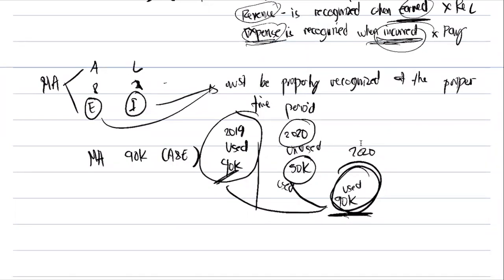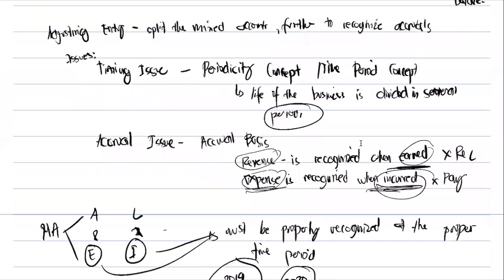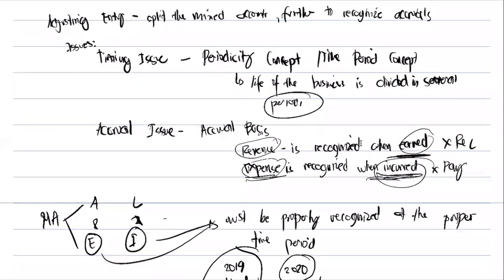You incurred the 40,000 in 2019, the time period is 2019, therefore record it in 2019. You incurred the 50,000 in 2020, therefore the time period is 2020, you record it in 2020. So again, what are the issues raised or brought about by your adjusting the accounts? We have your timing issues and your accrual issues.